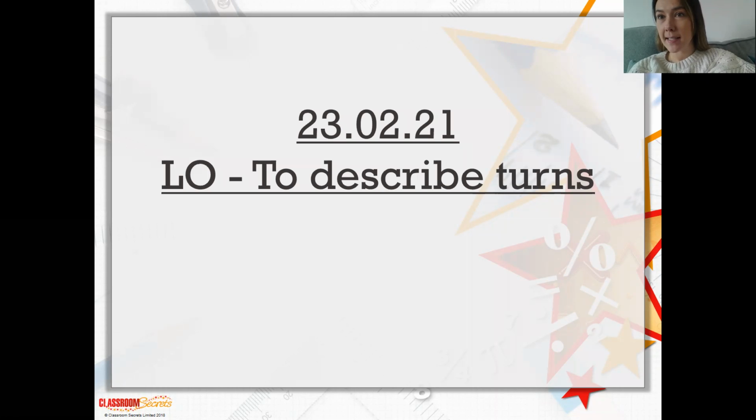So we're on maths for Tuesday, continuing with our work on position and direction. Yesterday, you looked at your basic movements. Today, what we're going to move on to looking at is turns. So, describing turns.